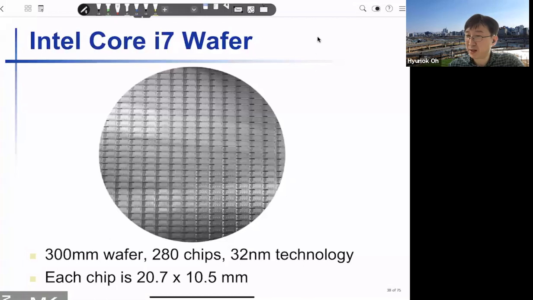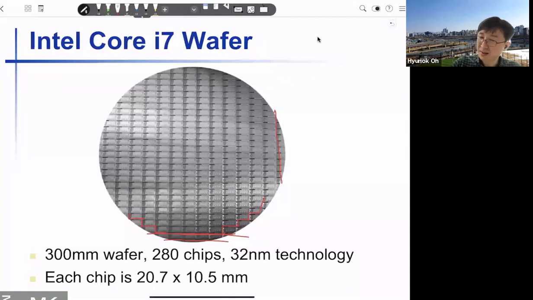Okay, so this is an Intel Core i7 wafer. You can see these small things here, right? This part is not going to be used, we cannot use this part. Maybe we can use only this part here, this one. Okay.